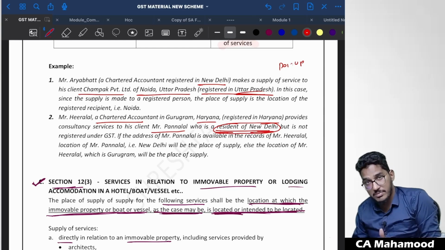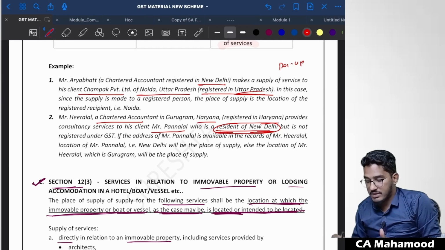So what will be the place of supply? New Delhi. If this address is not available, location of the supplier. What is the location of the supplier? Haryana. So if the address of Mr. Pannalal is available in the records of Mr. Hiralal, the location of Mr. Pannalal, that is New Delhi, will be the place of supply. If the address is not available, then the location of the supplier, that will be Haryana.